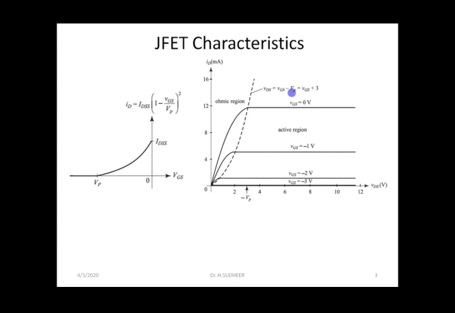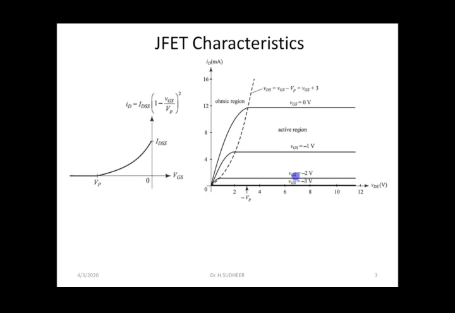VGS is minus 2 plus 3, 1 volt. When VDS is equal to 1 volt, it will go from ohmic region to saturation region. When VGS is equal to minus 3 volts, that means VGS itself is equal to pinch off voltage, then drain current will become 0, because when VGS is equal to VP, automatically the channel will be completely closed because of reverse bias applied between gate and source.